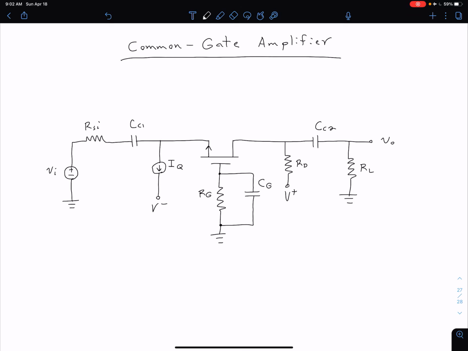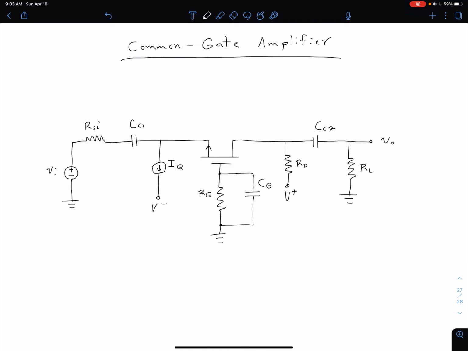Let's now briefly take a look at our common gate amplifier. And so let me first note that as of the time of making this video, there are no notes for a common gate amplifier on Canvas, but hopefully that's something that I'll have uploaded in the future. So let's take a look at this simple gate amplifier circuit shown on the screen now.